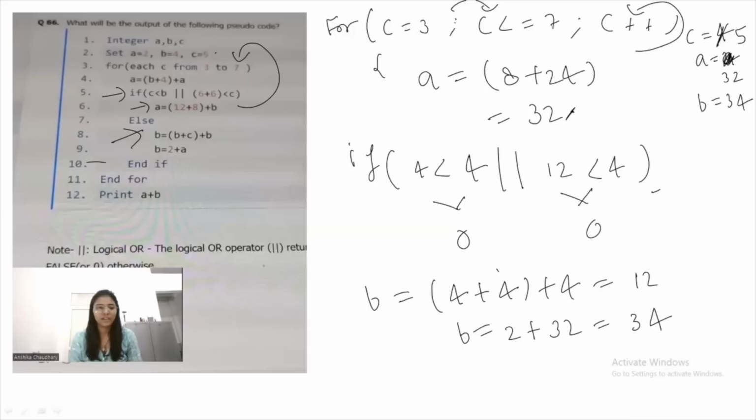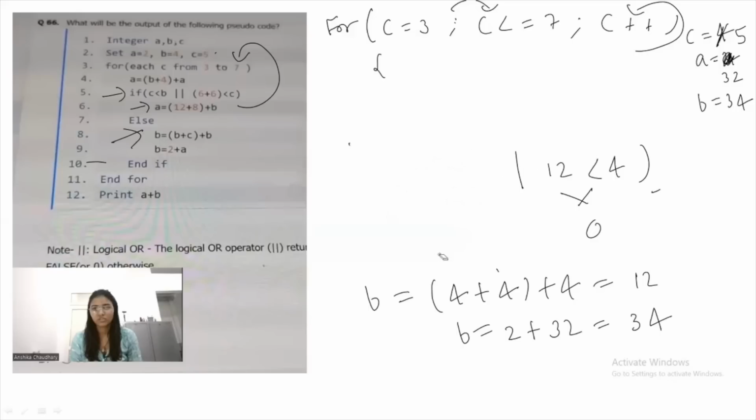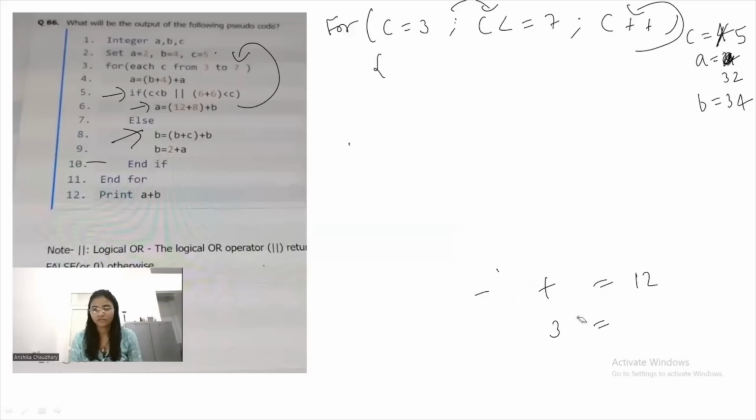I am writing here. Again, let me make some space for you. You can skip the erasing part, okay, so that it will not waste your time. All right. So we will come here and C value is 5. 5 is less than equals to 7. So the condition is again true. We need to change the value of A.